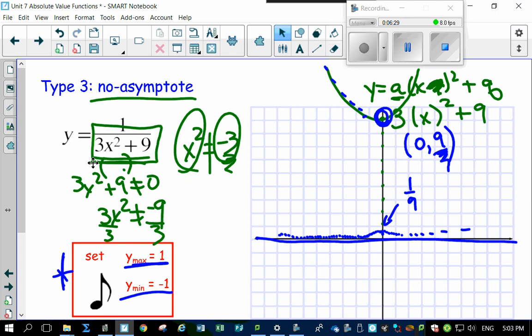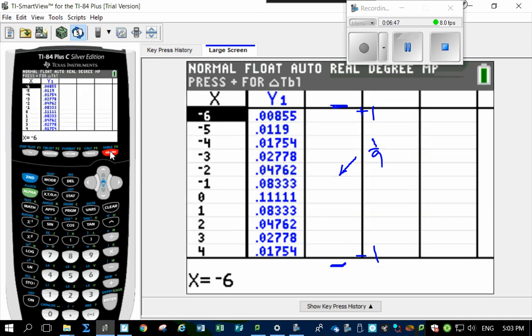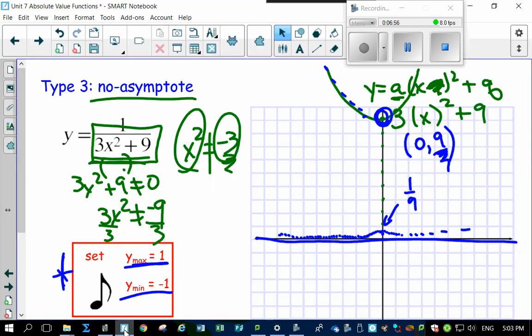Holy smokes. Take a look at this again. That's why I said set your values at +1 and -1, because that vertex is 1/9. Holy smokes. How do you prove that? Well, go second and hit the table and look at this. At 0, 0.11111 is in fact 1/9. So those are the three types of graphs that you're going to encounter. One that has 2 asymptotes, one that has 1 asymptote, and one that has no asymptote at all. I think they're incredibly cool.